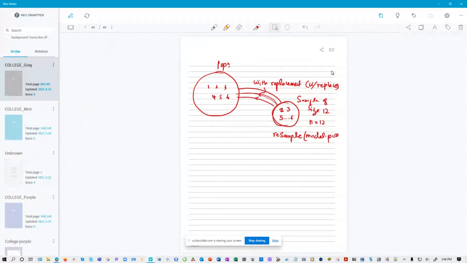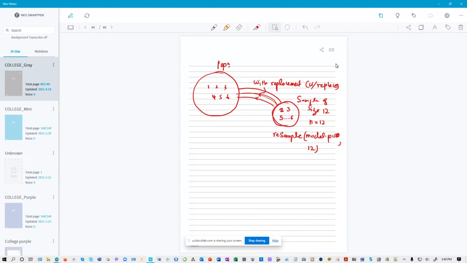Model pop, 12 times. Model pop 12 times. Okay, this is how we're going to do it.